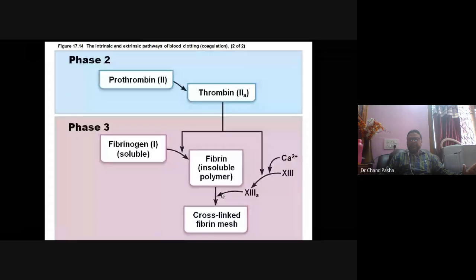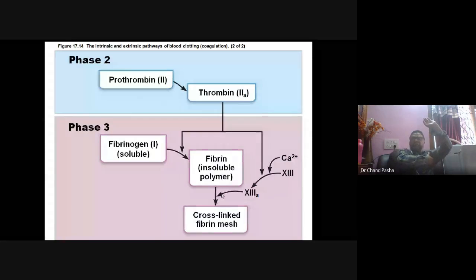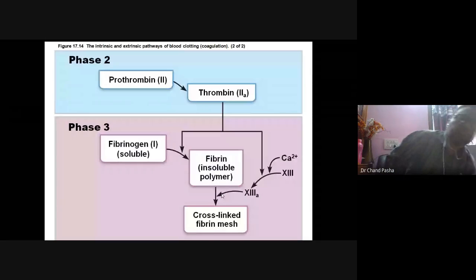See, calcium activates factor 13. So calcium is required for activation of factor 13. Factor 13 makes your insoluble fibrins into mesh form, so that further blood flow from that area will not take place. A mesh kind of thing will be formed in that area. So this is how blood clotting takes place.